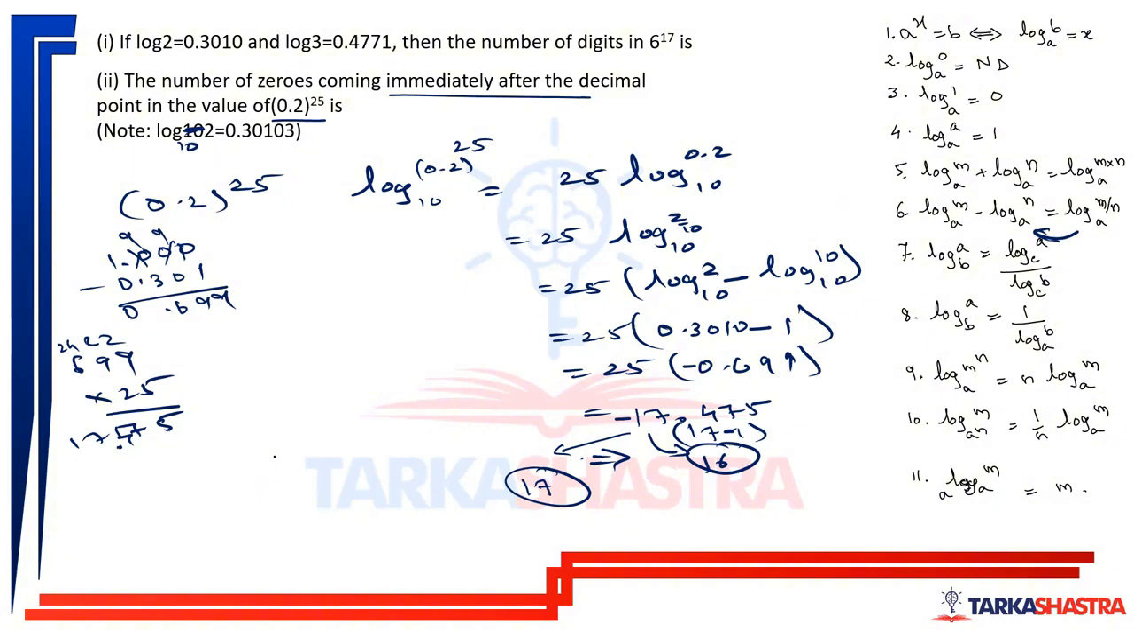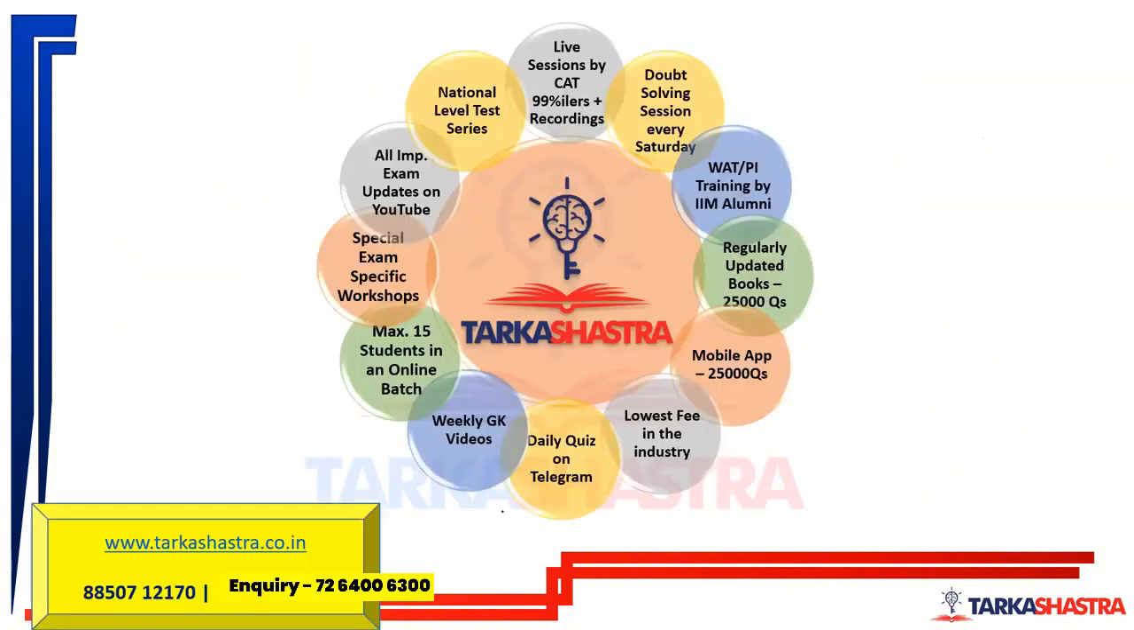So you will have to read the question properly. What are they asking? If they are asking the number of zeros between the decimal point and the first significant digit, then 16 is the answer. And if they are asking at which position after the decimal point the first significant digit comes, then 17 will be the answer. Okay. So this is what we had in logarithm.